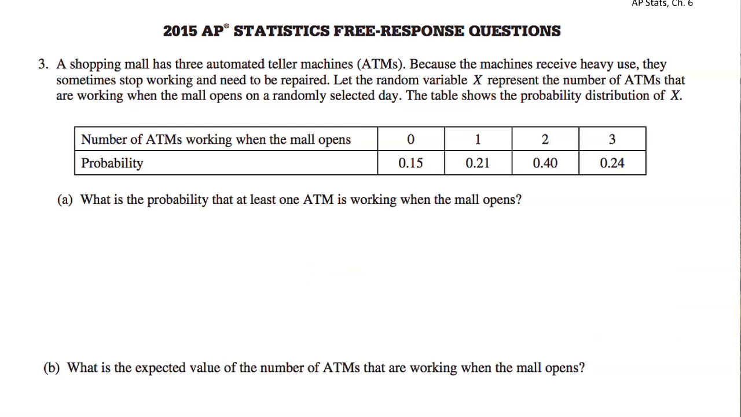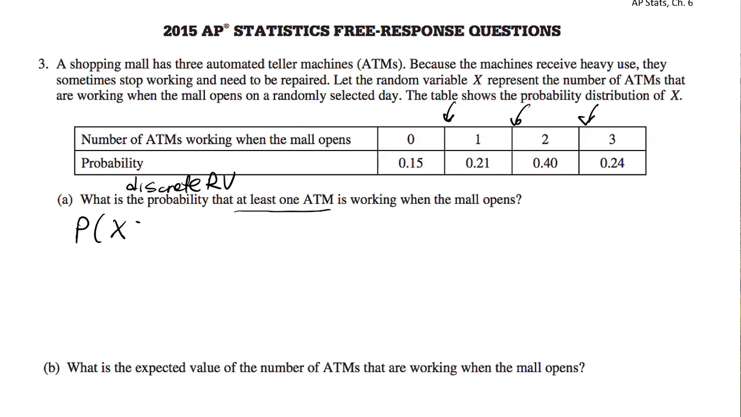All right, welcome back. Let's go through the solution and the scoring. In part A, we're asked the probability at least one ATM is working. So that's the probability that our random variable x, by the way, x is called a discrete random variable. It's discrete because there are gaps between 0, 1, 2, and 3. You can't have a half an ATM working. It's either working or it's not working. It's not continuous. It's not an interval of values that it can take, but these are particular discrete values with gaps in between. So it's a discrete random variable.